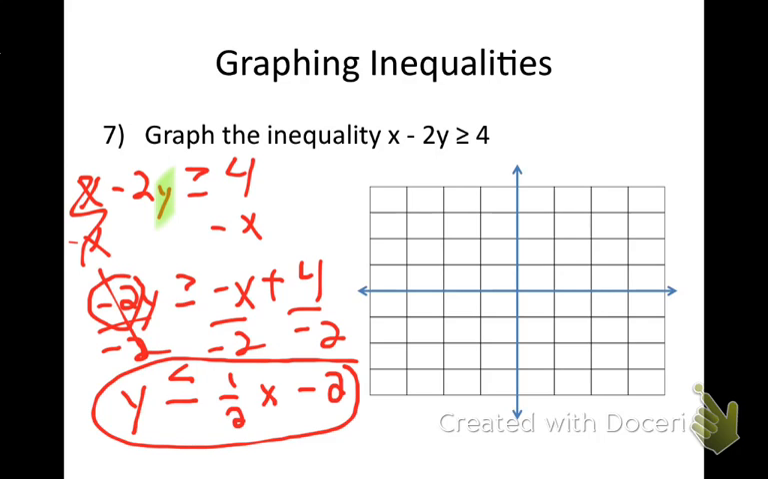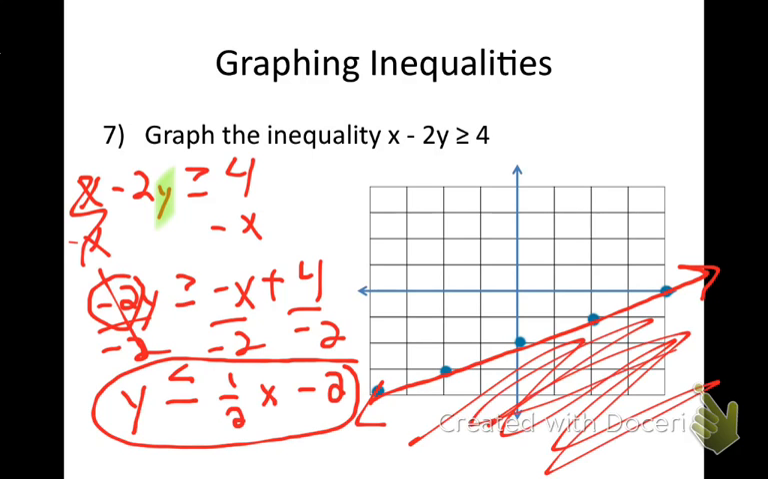Now I can graph. What's my y-intercept, Harvey? What's my slope, Jesse? Solid or dashed line, Tech? Solid. Shade above or below, Ben? Below. And there it is, right there. Okay, so again, remember on a problem like that, when you divide, you got to flip that inequality symbol around. Otherwise, your shading's going to be off. Okay? Last problem of the day.